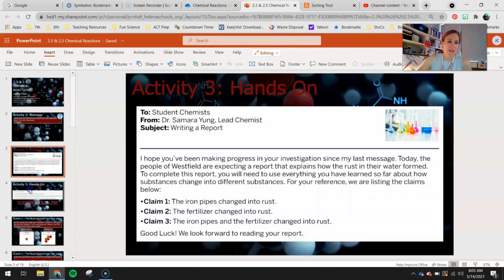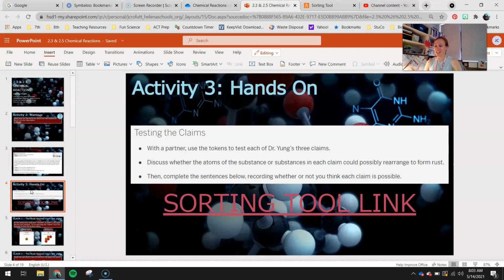Not going to happen. All right, so hands on. This is your little sorting tool that you will be doing today. So testing the claims with a partner, use the tokens. Again, we're going to be using the tokens in the sorting tool to test each of Dr. Young's 3 claims. Discuss whether the atoms of the substance or substances in each claim could possibly rearrange to form rust. Again, I'll show you the first one on this so you will have an idea.